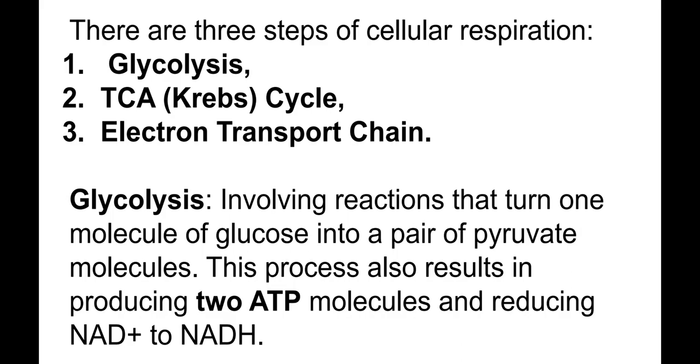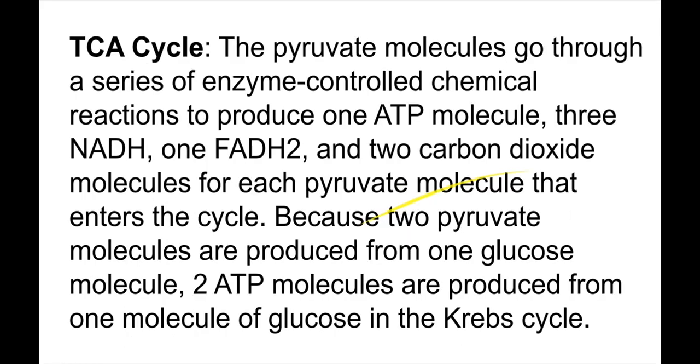So glycolysis involves reactions that turn one molecule of glucose into 2 molecules of pyruvic acid. This process also results in the production of 2 ATP molecules, net production, and reduces NAD+ to NADH.